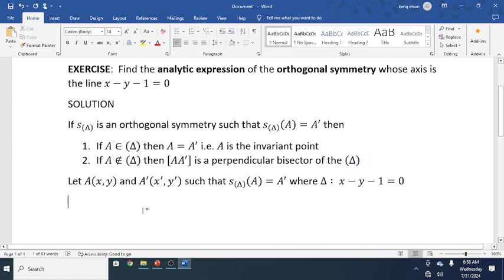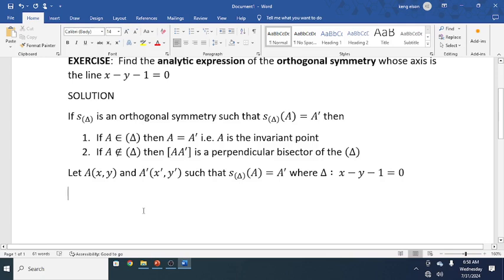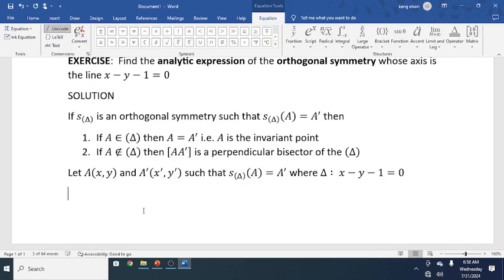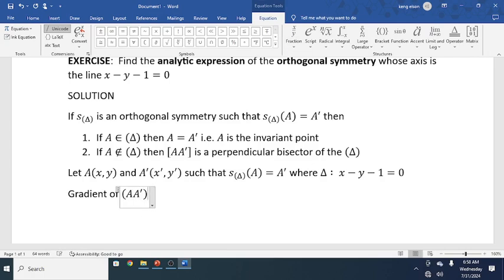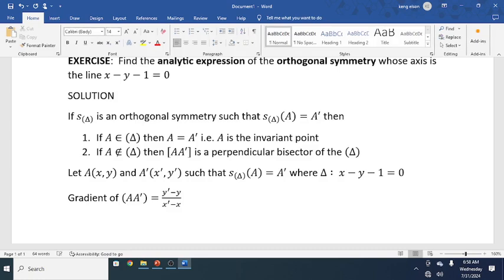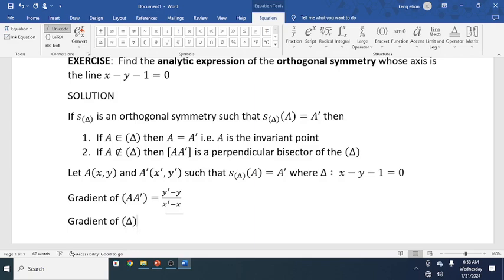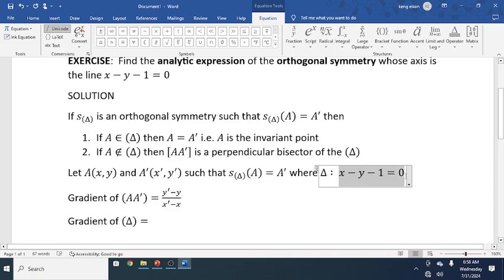Okay, so I prefer to go with the fact that the product of the gradients is -1. Let us find the gradient of the line AA prime. It is change in y over change in x, so it is y prime minus y divided by x prime minus x. Now the gradient of the axis: if I write this axis in the form y equals mx plus c, we have y equals x minus 1, and the gradient is the coefficient of x, which is 1, so the gradient is 1.